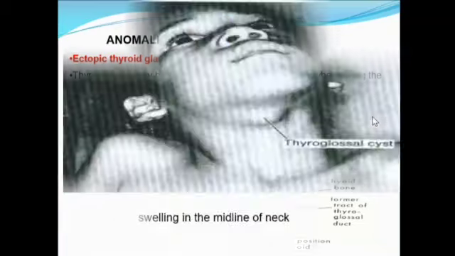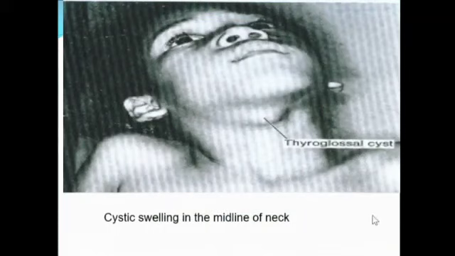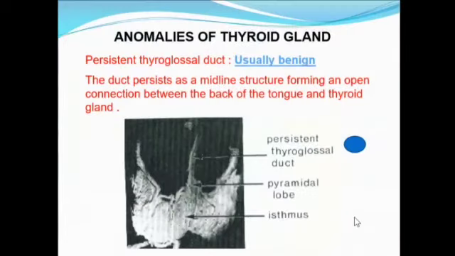In this image you can see the cystic swelling in the midline of the neck. Persistent thyroglossal duct is also a congenital anomaly of the thyroid gland. It is usually benign. The duct persists as a midline structure forming an open connection between the back of the tongue and the thyroid gland.